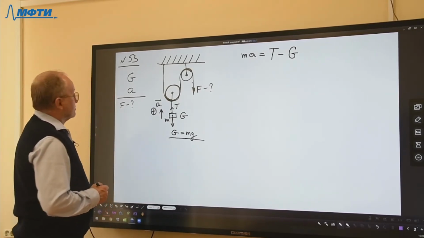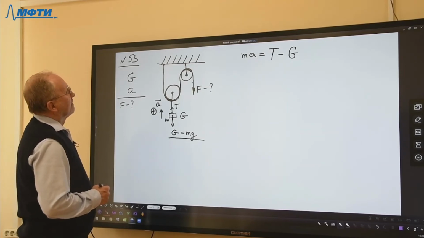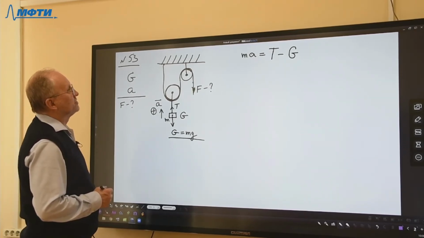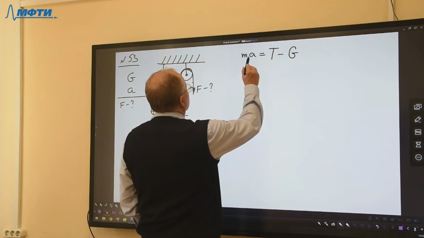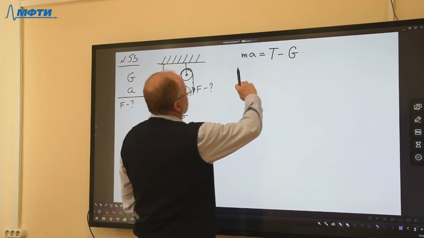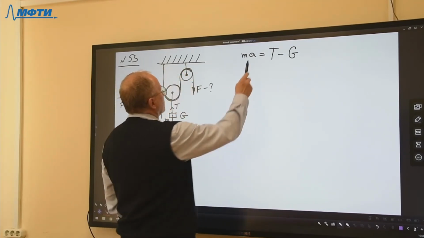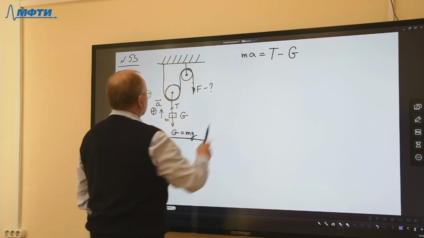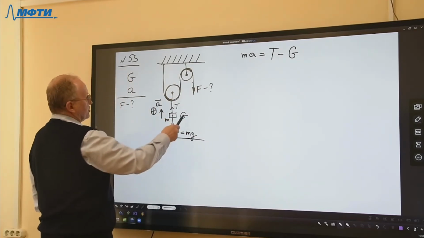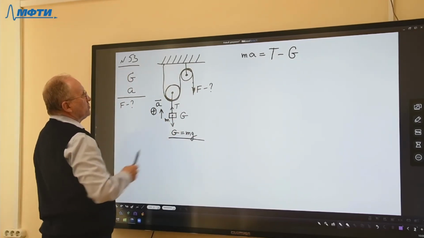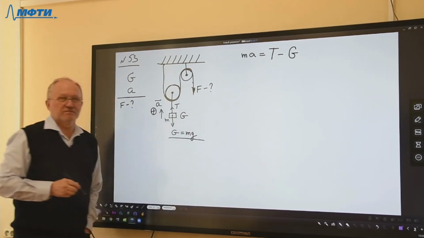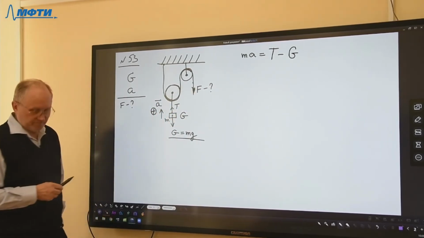So this is the equation of motion of mass m. This is Newton's second law. In order to find the acceleration, the acceleration is given, and the mass is also given because g is given. So we need to find force F in this problem.